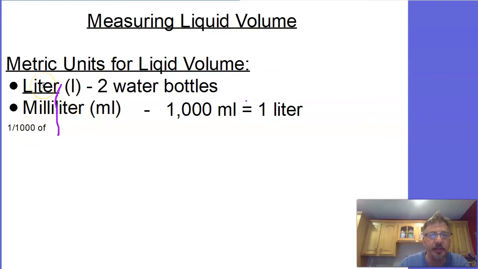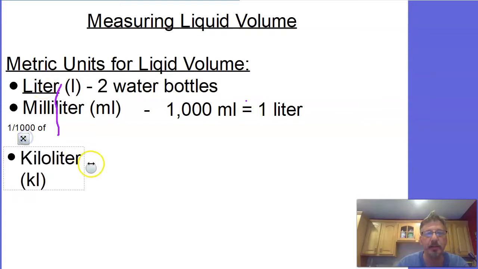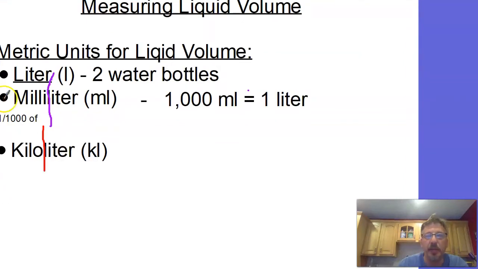Then the liter, and then the largest one, yeah, you guessed it, kiloliter. And kiloliter's abbreviation is kL, small k, capital L. And the prefix kilo means 1,000. So it literally means 1,000 liters. So 1 kiloliter is 1,000 liters. So that'd be about the size of a bathtub. A bathtub full of water is about 1 kiloliter.